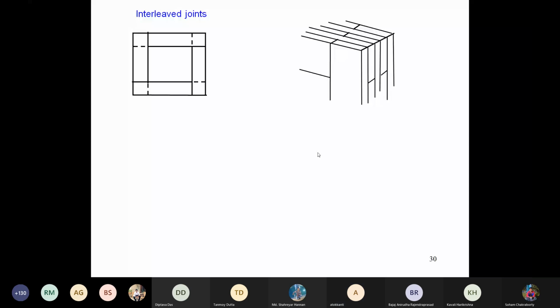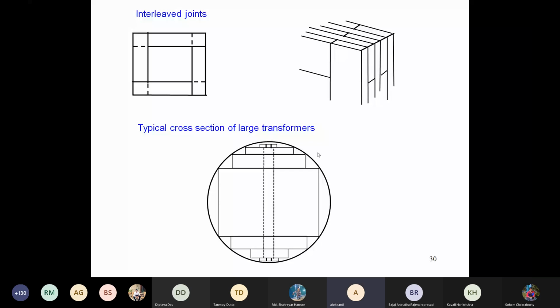Similarly, in a typical large power transformer, the cross-sectional view of the core may not be a round core or a solid square cross-section like we are telling. The cross-sectional view of the limb may look like this. It will be made up of sheet steels of different sizes, and ultimately they are bolted, because they have to be kept together. So typically the cross-section of a large transformer will look like this.